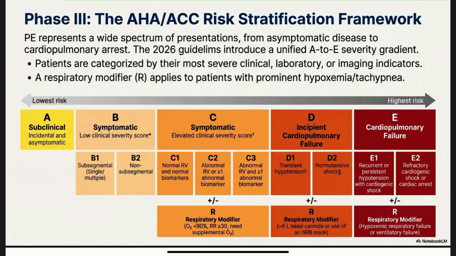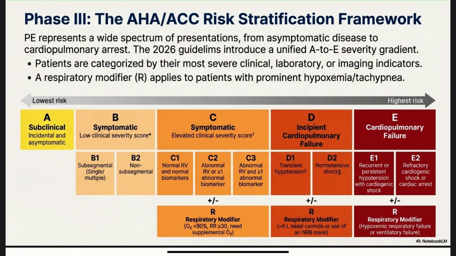C is symptomatic with an elevated clinical severity score. The same PESI score is used. So here the echo comes into the role. C is echo. C is cardiac. You can remember C for cardiac. So C1 is normal RV and normal biomarkers. That is, in echo normal RV, and in troponin, CPK-MB and NT-proBNP, everything is normal. Abnormal RV, or more than one abnormal biomarker in troponin or CPK-MB, anything abnormal, or abnormal RV in echo, is C2. Both, that is abnormal RV and more than one abnormal biomarker, is C3.